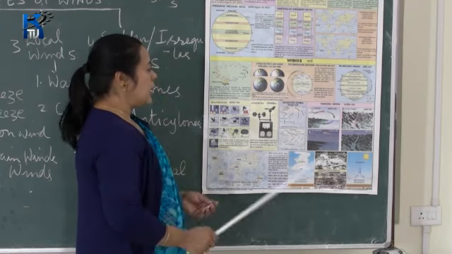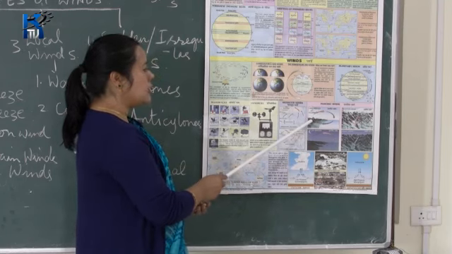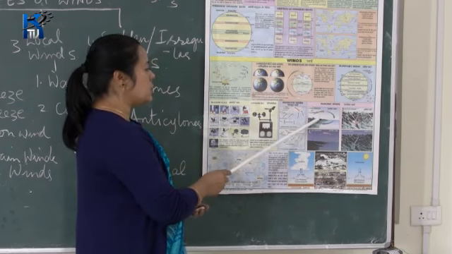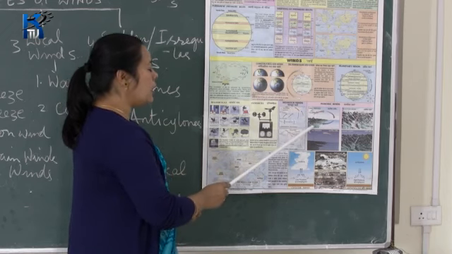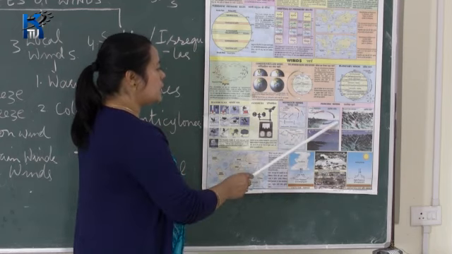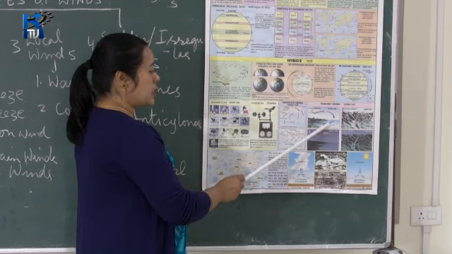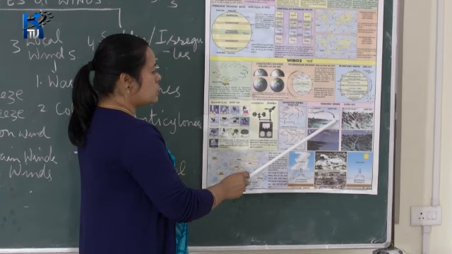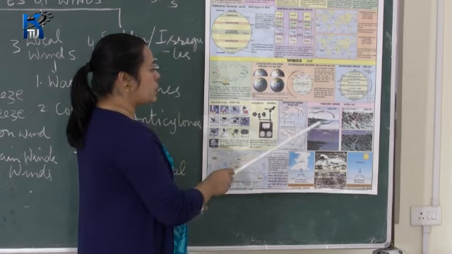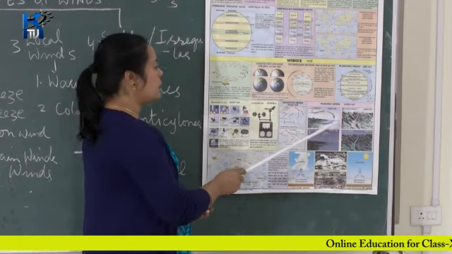So during the daytime, because of the heat, the land gets heated and the air rises up. So low pressure is created in the land areas. But as it is coming from the sea.